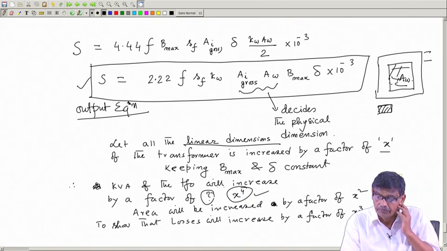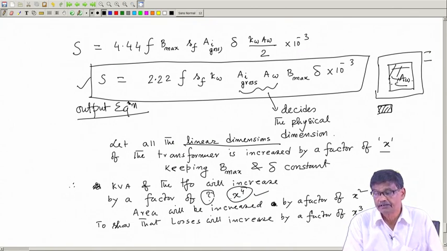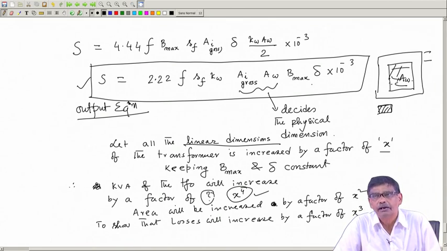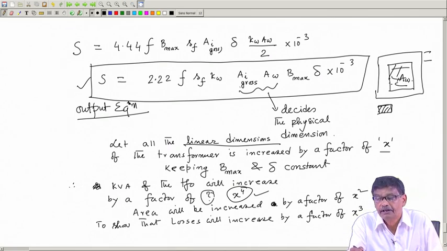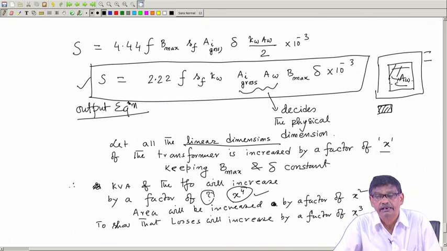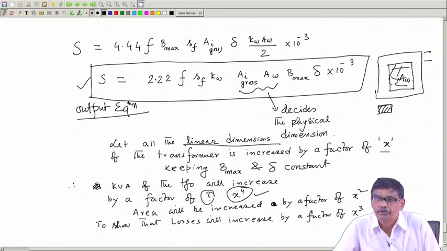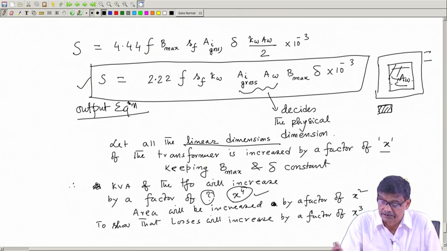the area terms of the transformer will increase by a factor of x square. I will keep same B max and delta, because same core material I will be using, same copper I will be using, therefore, B max and delta are same, stacking factor and window space factor will be same, and therefore, if you increase all the linear dimensions by a factor of x, area terms will increase by a factor of x square. So, x square into x square will become x to the power 4. Therefore, kVA rating of the transformer will increase by a factor of x to the power 4, if all linear dimensions are increased.